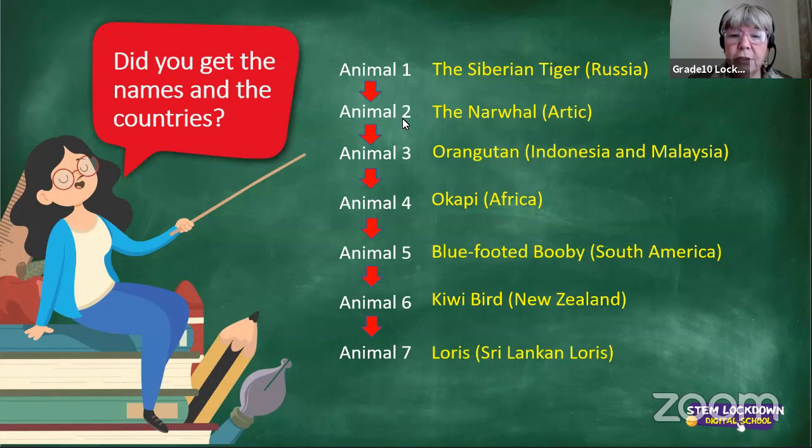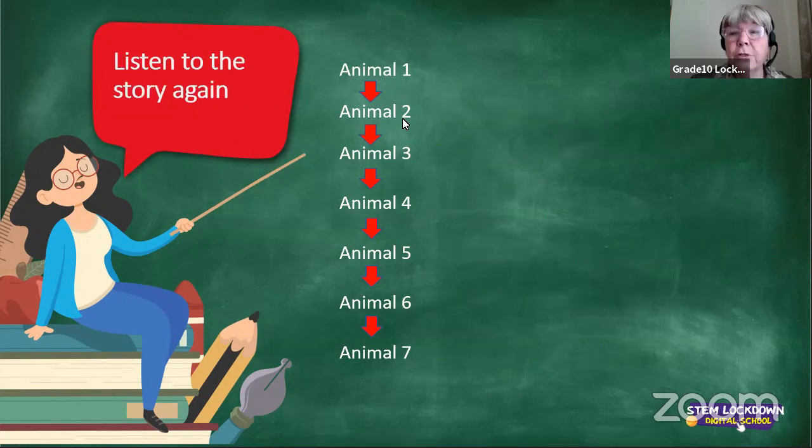How did you do? Did you get those all right? Good for you. Yay. Good for you. Right. Let's hope that you got those all right because we're going to listen to the story again. We're listening twice to the story. And the second time we listen, I want you to do something different on your flow chart.